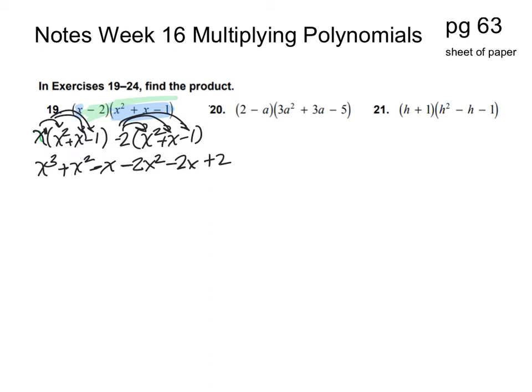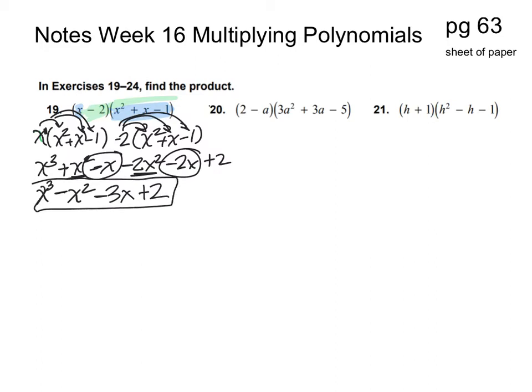Then you combine like terms, and I go in descending order. My largest is x cubed. There's nothing to combine with that. Next I have x squared. There's two of them. Positive 1x squared minus 2x squared is negative 1x squared. Negative x minus 2x is negative 3x. And then nothing to combine with positive 2, so you bring that down. That's one way you can show your work. It's not too difficult. It's totally up to you.